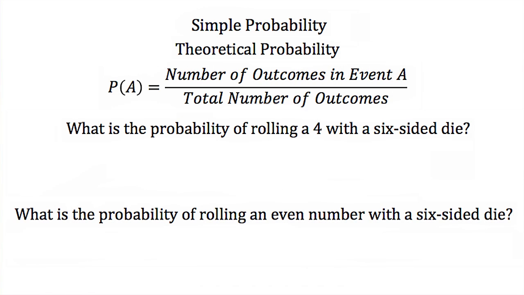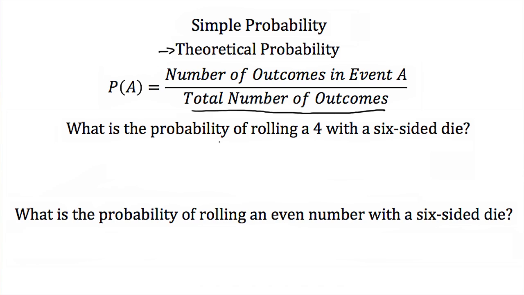Now let's go back to talking about probability. There are several different types of probability, and the first one we're going to talk about is theoretical probability. Theoretical probability occurs when we know all the total number of possible outcomes of an event.